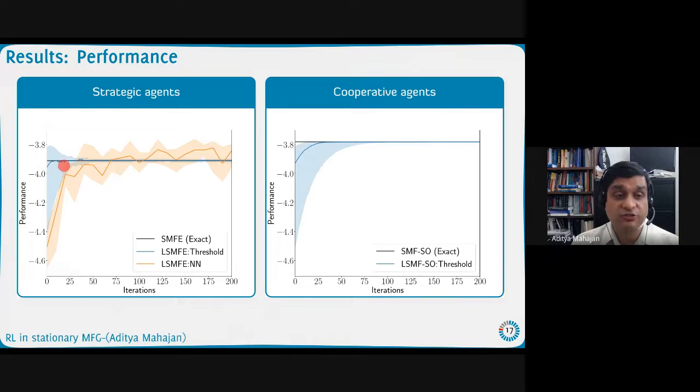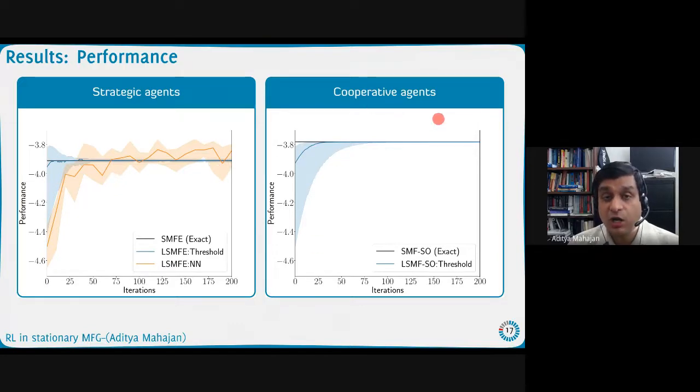The blue curve is showing the convergence of the threshold-based strategies. The band here shows that we initialize it with different random initializations, I think 100 different initializations. So this is the 75th percentile and 25th percentile error band as we go along different sample paths. And the yellow one is the same thing for neural network-based strategies. And as one can see, both FPSA and likelihood ratio-based estimates converge relatively quickly to the right performance.